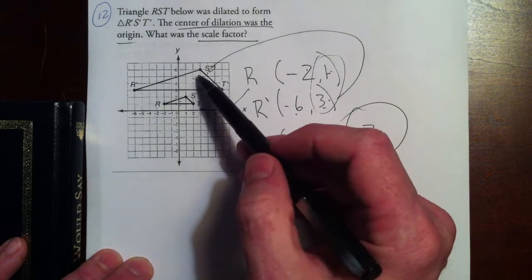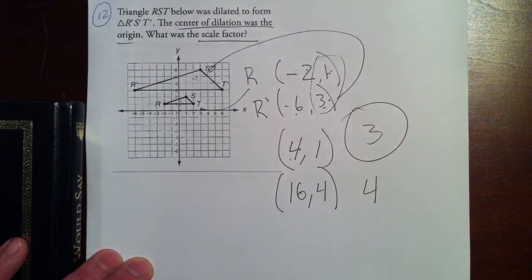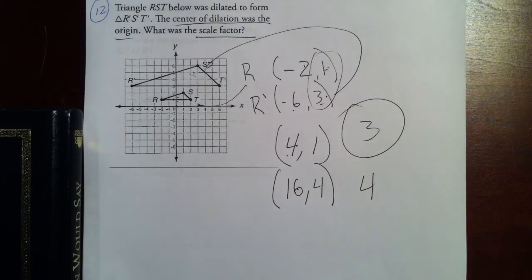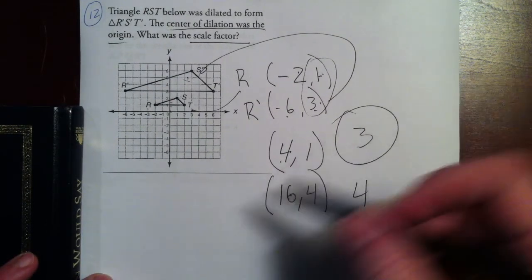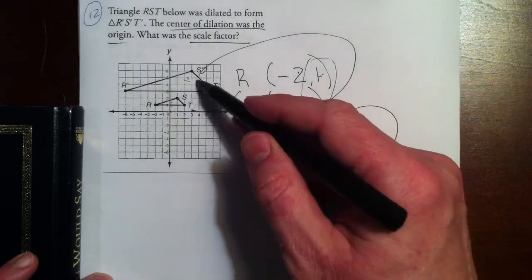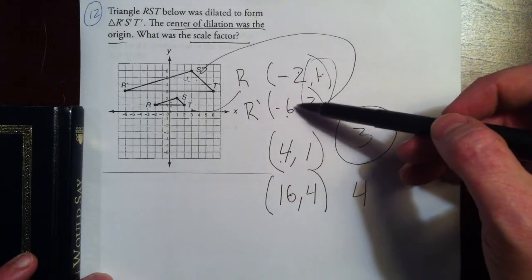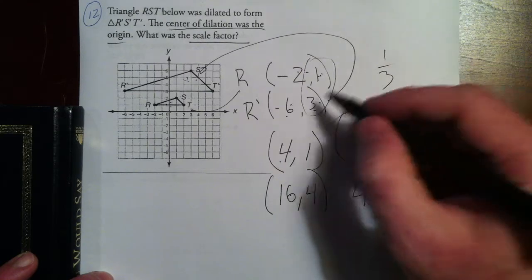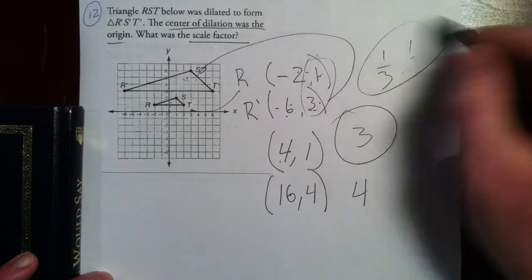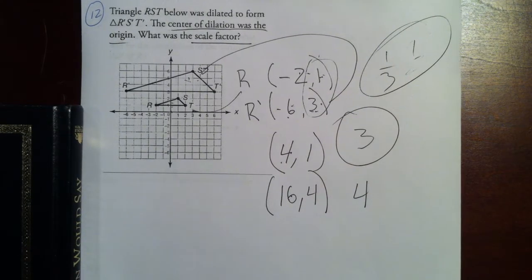Now, sometimes you might go from a larger one to a smaller one. In that case, you're going to have a scale factor that's less than 1. In other words, it's going to be a fraction. If we were going from here to here, we would say, how do I get from -6 to -2? It would be 1/3. How do we get from 3 to 1? That'd be 1/3 too. That'd be your scale factor.